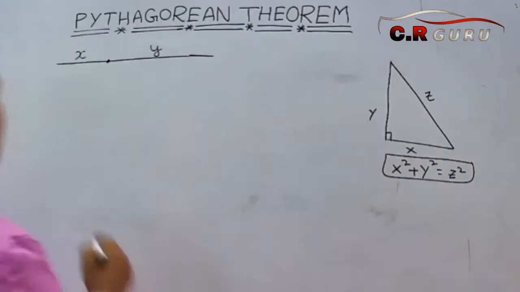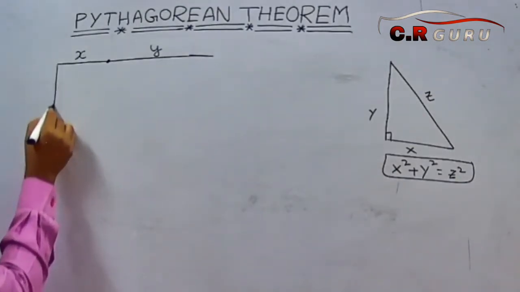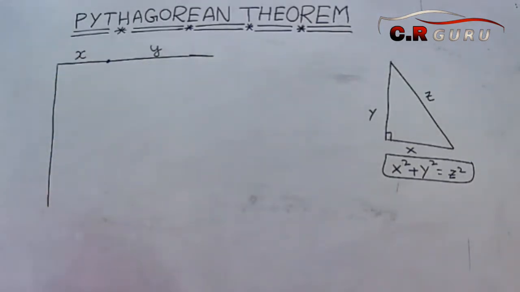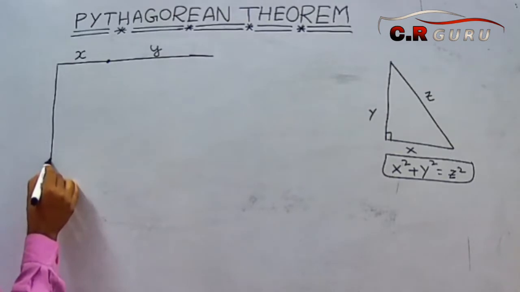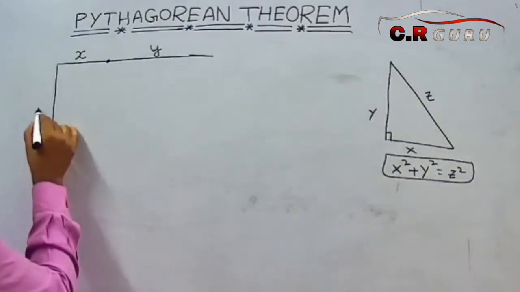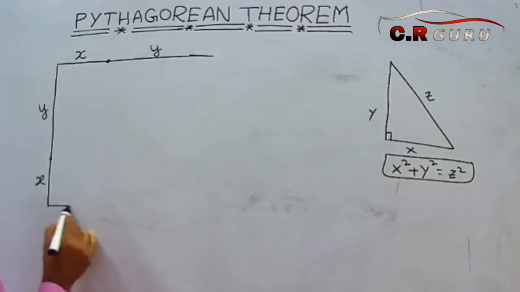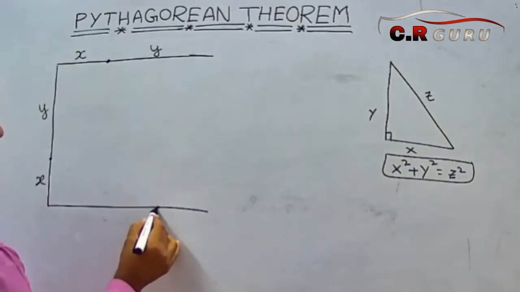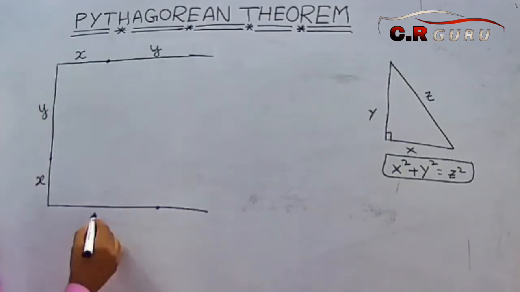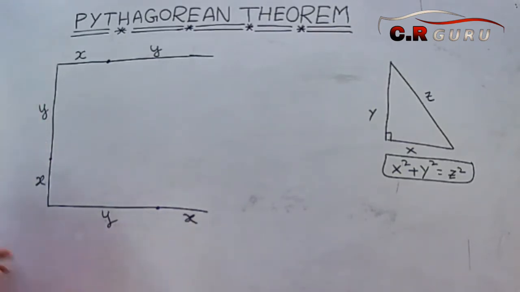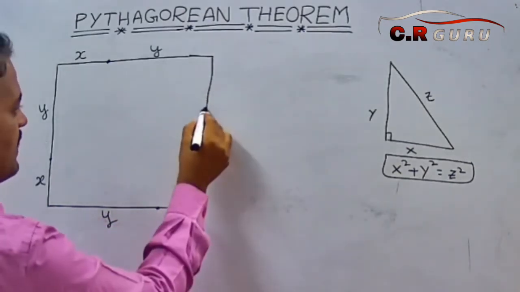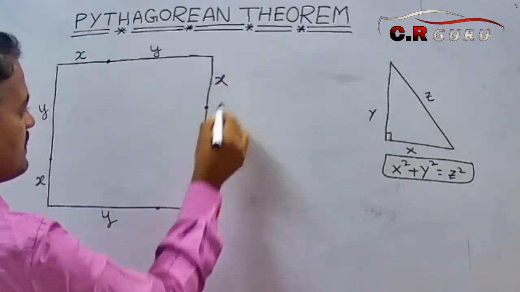Then similarly I will extend this, with the same length as this arbitrary line. Again here I take one more arbitrary point, with x length here, and this length is y. Similarly on this side also, I take an arbitrary point, and this length is y and this length is x. Similarly on this line, again one more arbitrary point, so this is x and this is y.